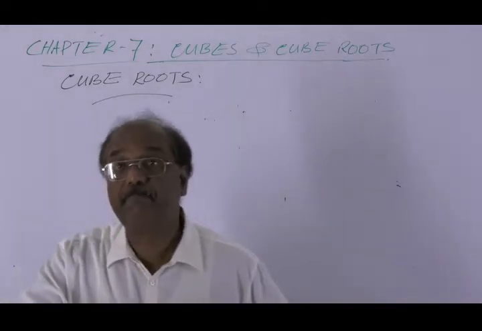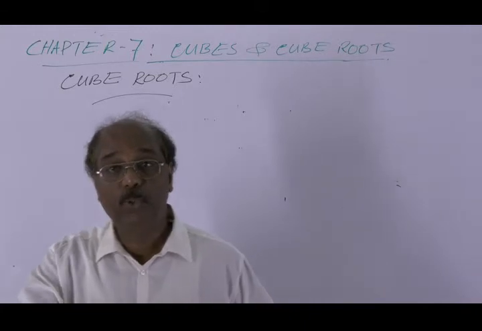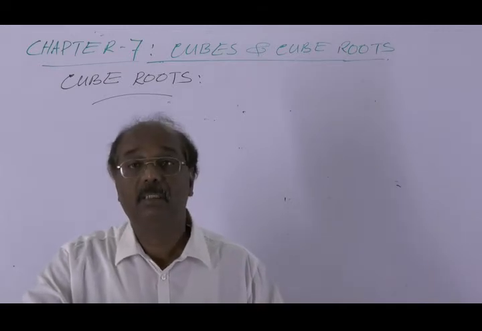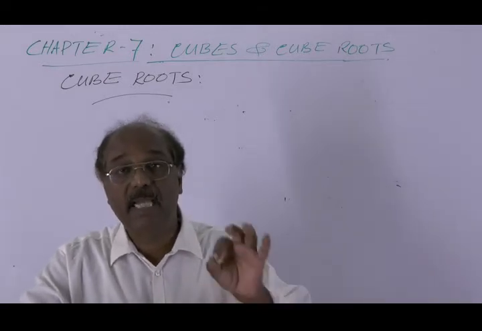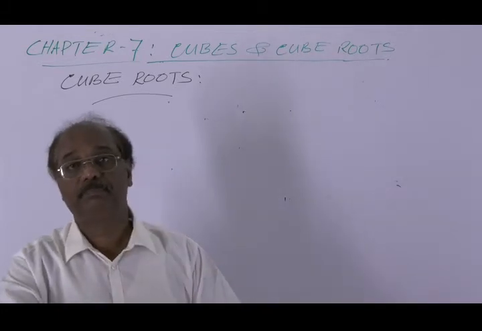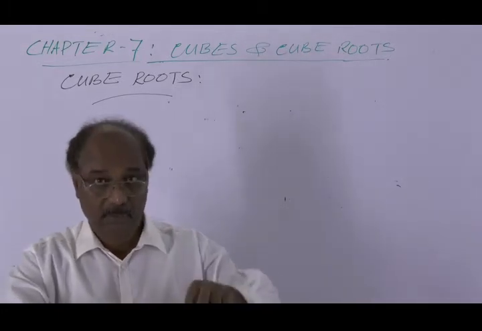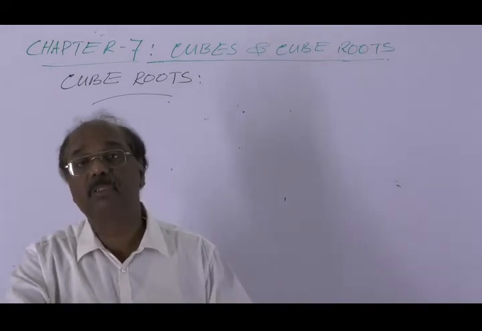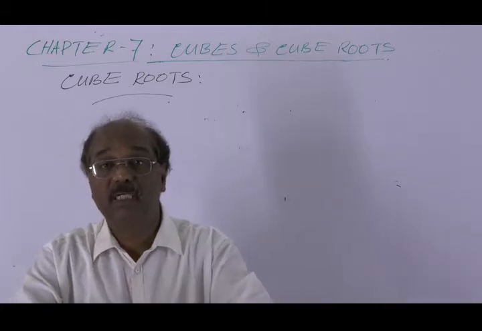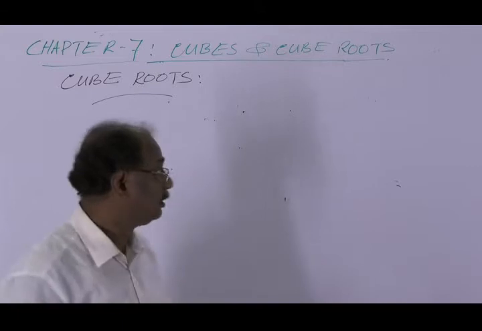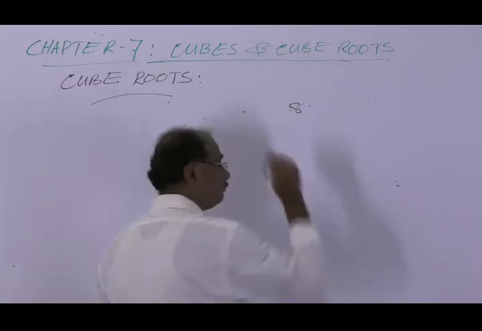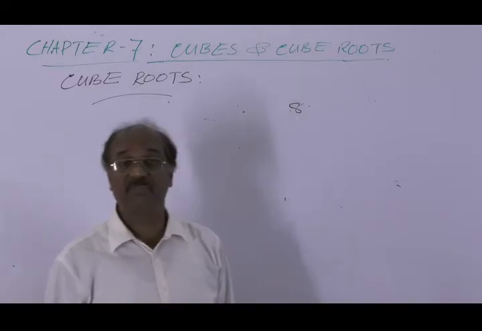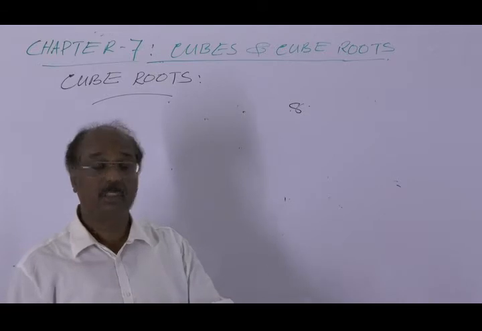Now cube roots. The cube root of a given number is defined as that number which when multiplied 3 times gives the given number. For example, consider this 8. Then the cube root of 8 is that number which when multiplied 3 times gives this 8.